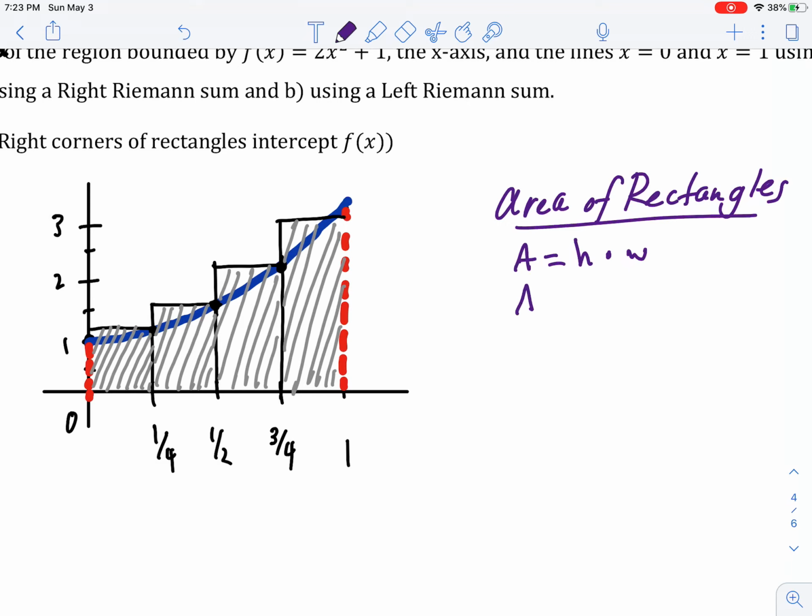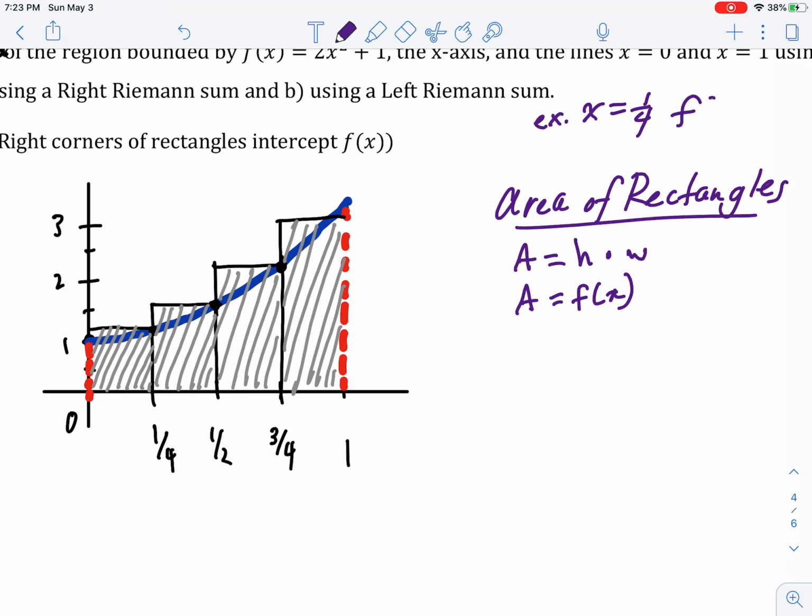Now, what are those values in the context of this problem here? Well, our height is always going to be a y value, but specifically, it is the output of the function at any given x value. In other words, it's f of x. Given some x value, we have the output of the function at that x value, which is the height. So for example, at 1/4, we have the height of the rectangle.